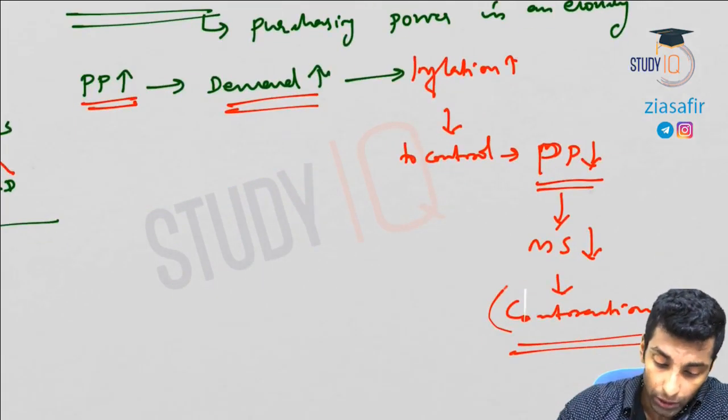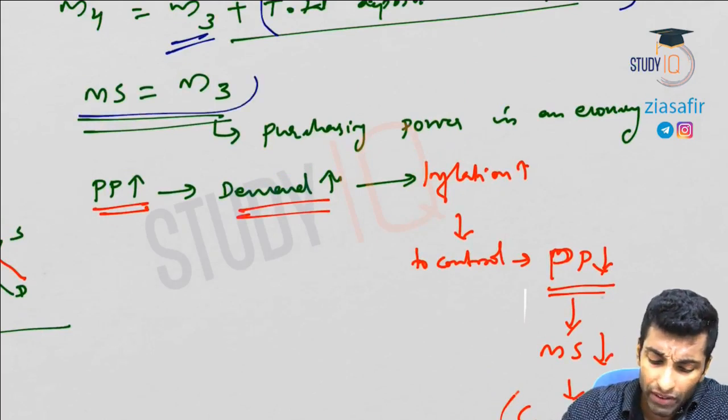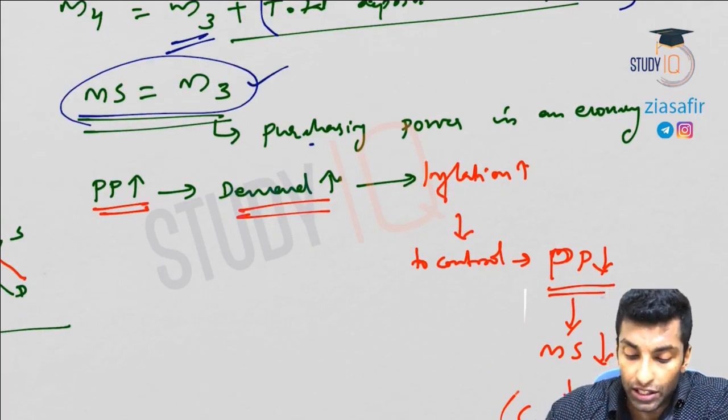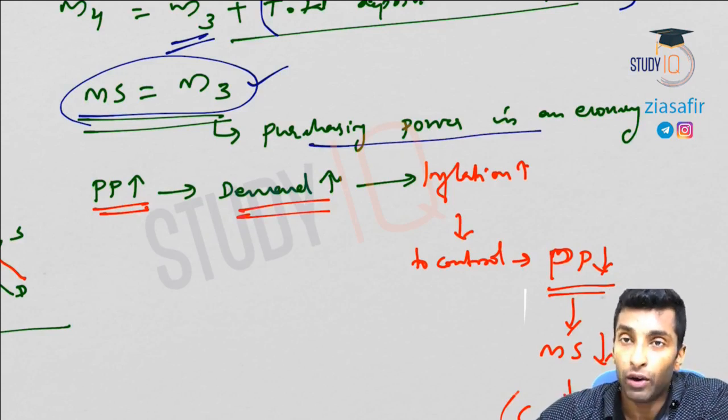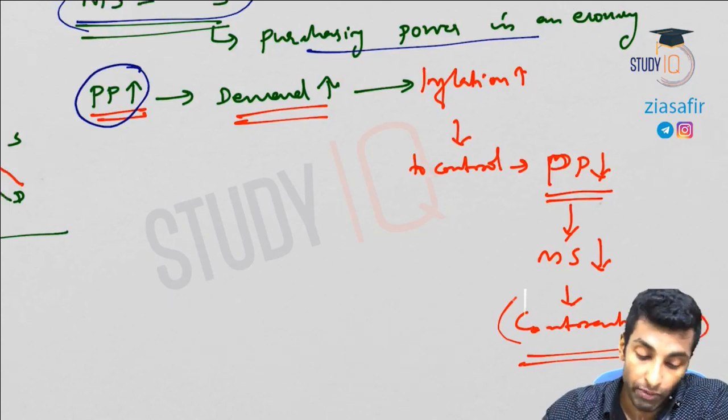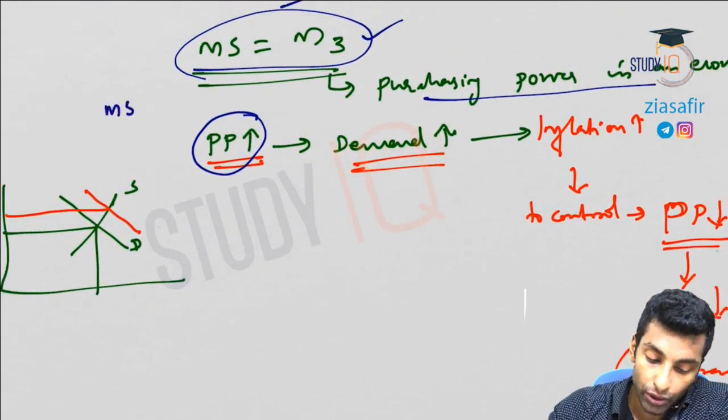Then we have talked about money supply. When you talk about money supply, we primarily talk about M3, that is the purchasing power in an economy. Okay, now what will happen if the purchasing power increases? If money supply increases, what is actually going to happen?